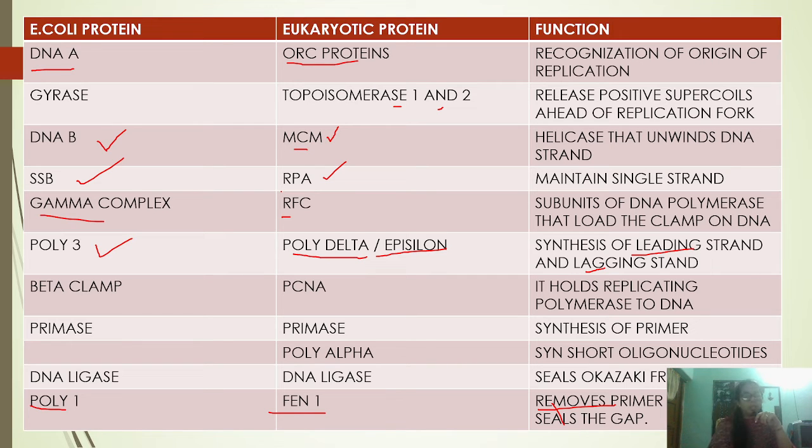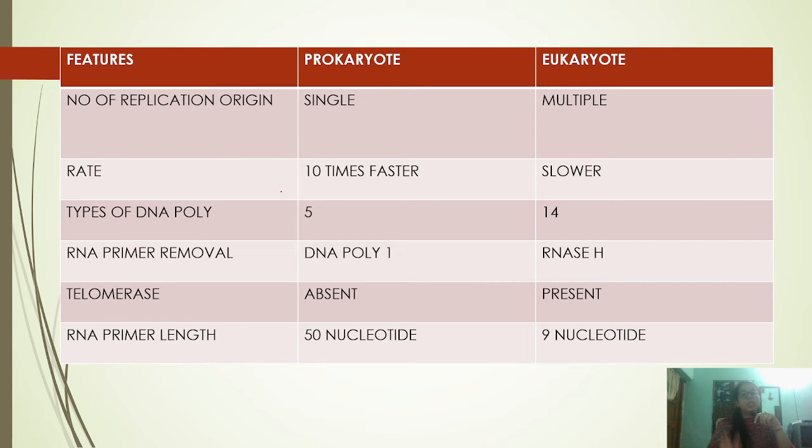coli and what are in the eukaryote, so that it will be very easy for you. Next, moving to the difference between the replication of prokaryote and eukaryote. The main difference is that the prokaryote requires a single replication origin site, whereas eukaryote is very complex in structure, so multiple replication origin sites will be required. This is very important.